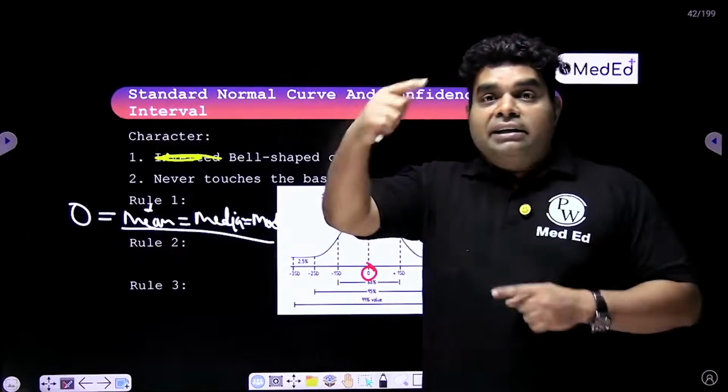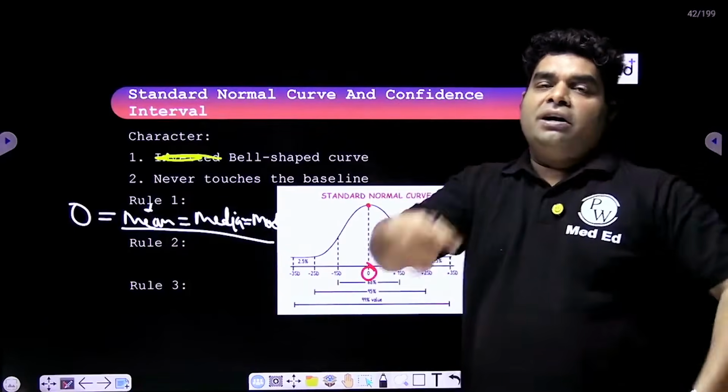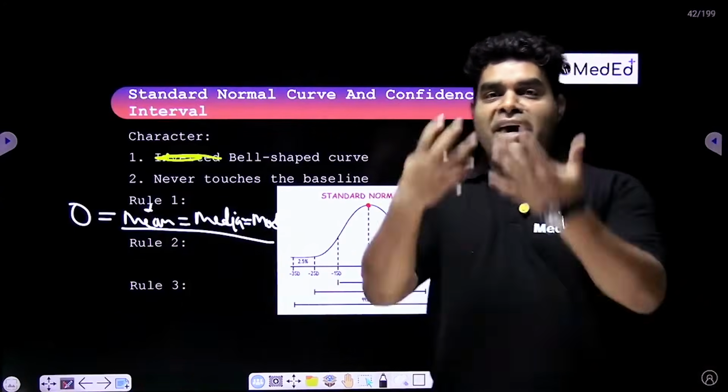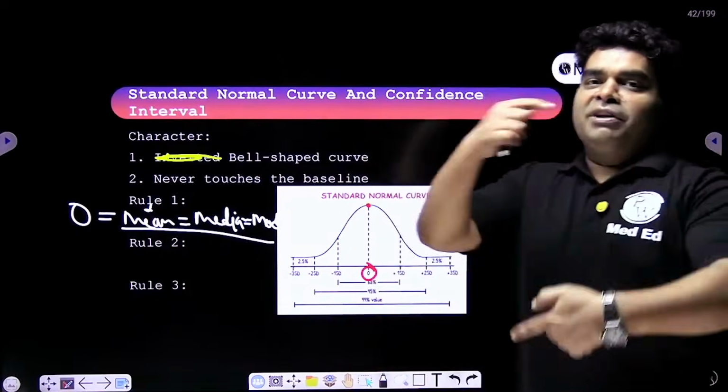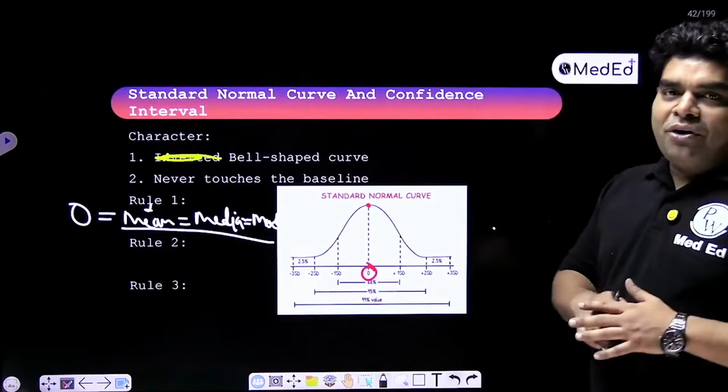We and nature are connected like a big zero. And if you want to feel the connection of nature, focus on your breath, go inside your body, and you may connect with the nature like a big zero. So that's rule number one. Mean, median, mode, all are zero.